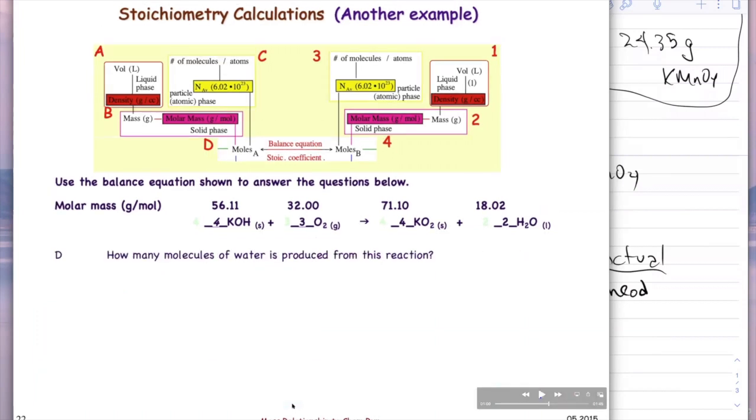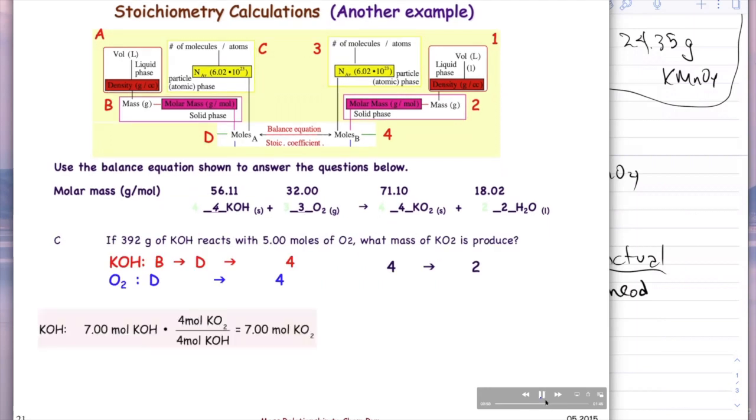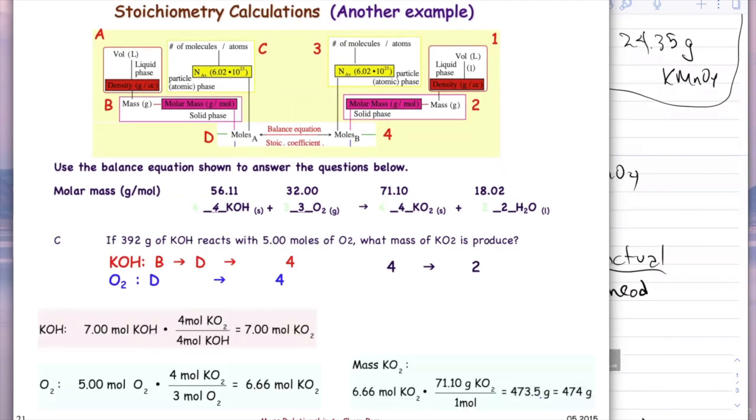Then we can, let me go back. Sometimes this controller is not easy to control. Then we can calculate the mass of KO2 based on the limiting reagent. And that would be using the molar mass of KO2 to do that calculation. Okay, and if you do that calculation based on the limiting reagent, you get 474 grams of KO2.